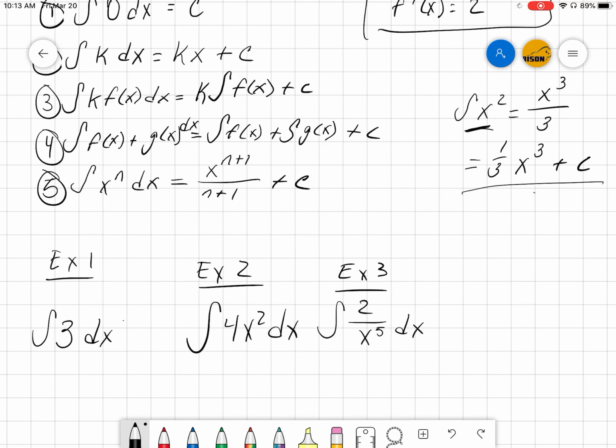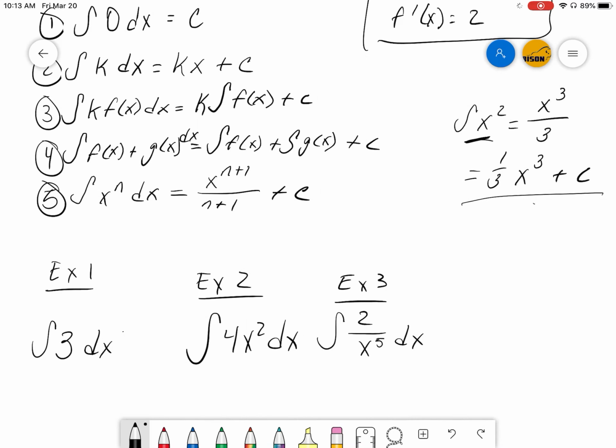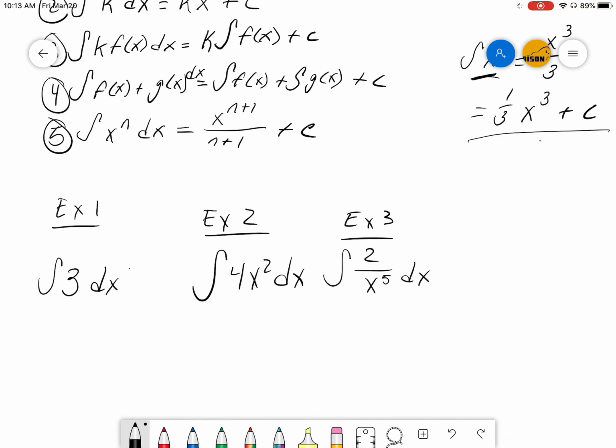Example 1 is going to directly apply to rule number 2. Okay, rule number 1 is basic. It's just the integral of 0. It's c. It is always that. So there's not really any need to do an example on that because the integral of 0 is c. So rule number 2 says if you have a constant number, you can just add the x to it and plus c. So basically, the integral of 3 dx is 3x, and then dx reminds me to add the c to it. Okay, so that is the integral. There's nothing else that you have to write with it.